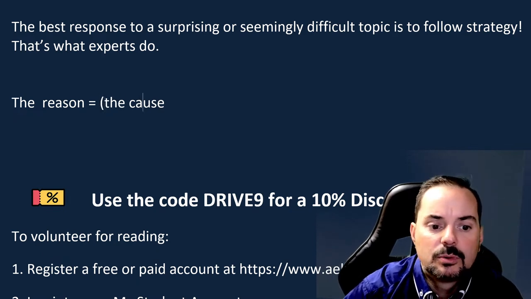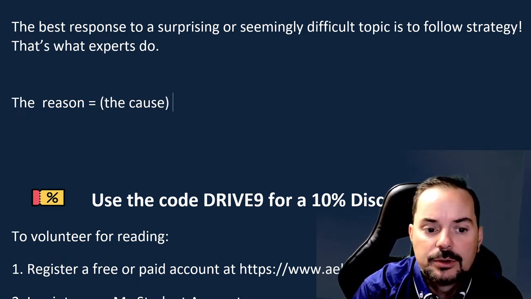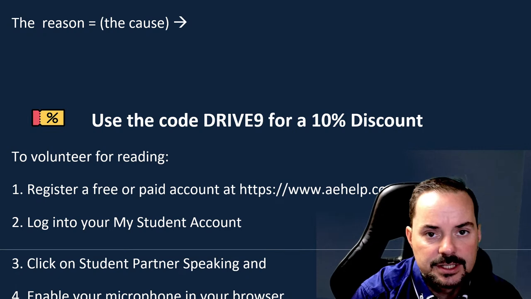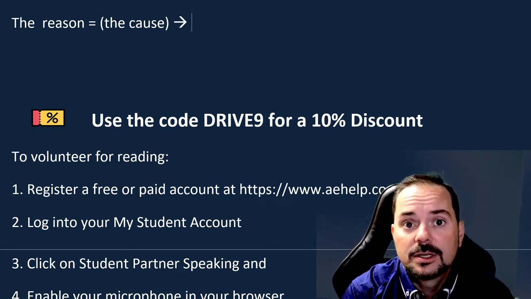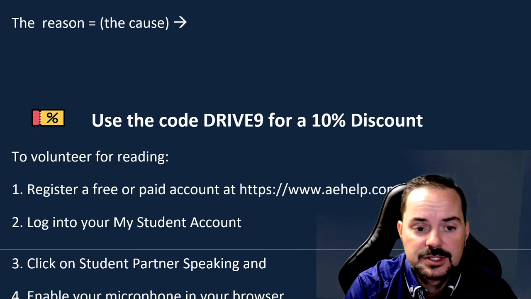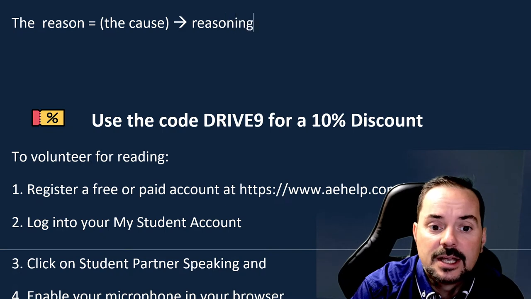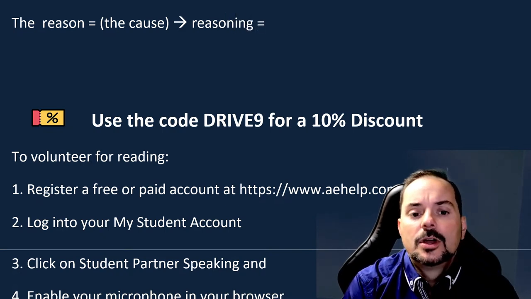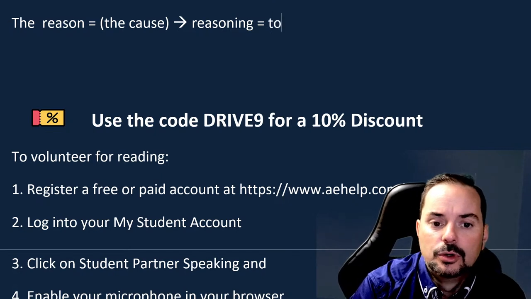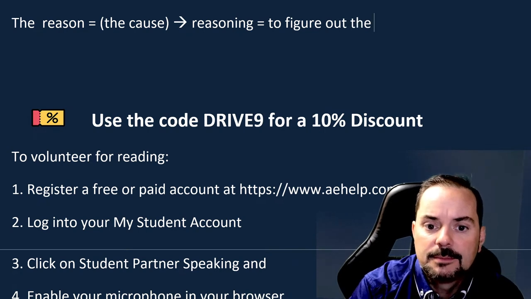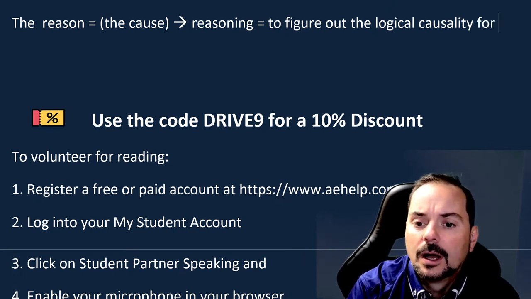Now here, what's important is that you understand the noun reasoning. This is a good definition of reason to understand. Most upper intermediate advanced English speakers will know this definition. So reasoning means to figure out the logical causality for a situation.